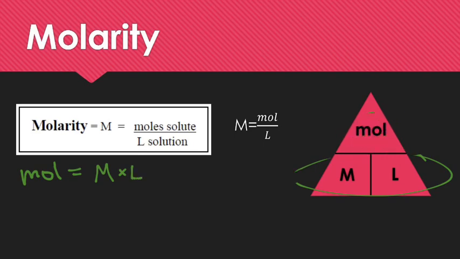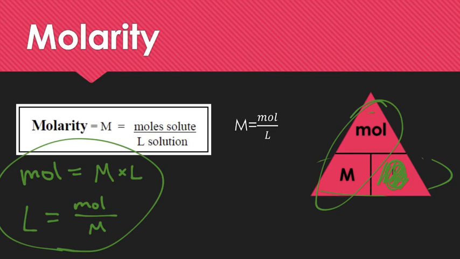If I wanted to calculate the liters of solution, cross that out, ignore it. What's left behind is moles over molarity. So if I want to find those liters, then I can do the moles I'm given divided by molarity. You will be responsible for rearranging this on your own if you need to solve for anything other than molarity, because only this original equation is given to you on the equation sheet.